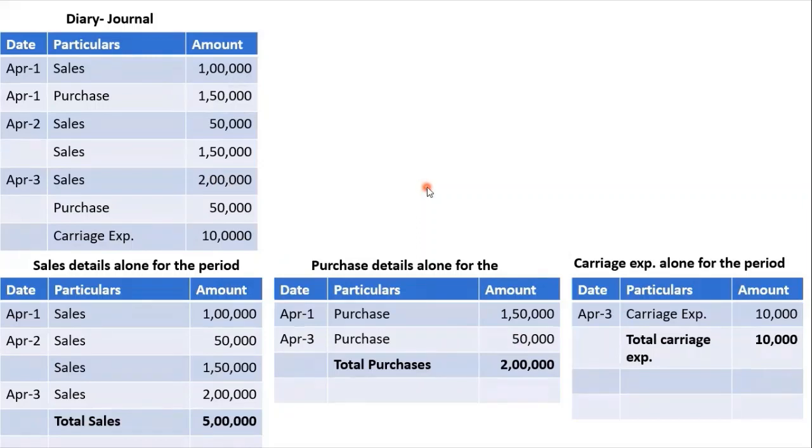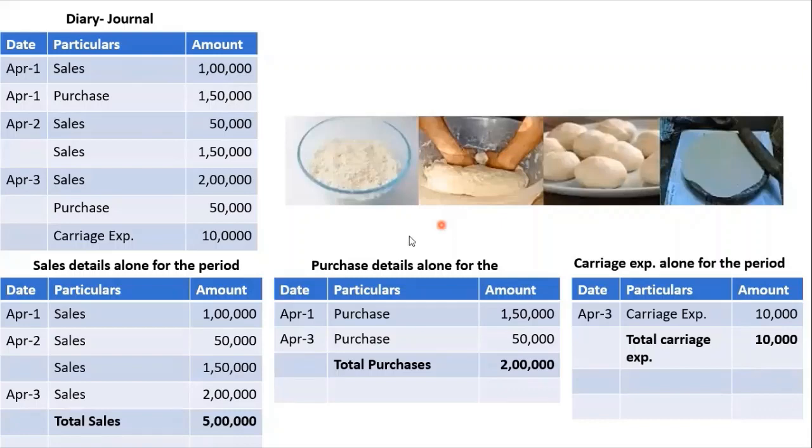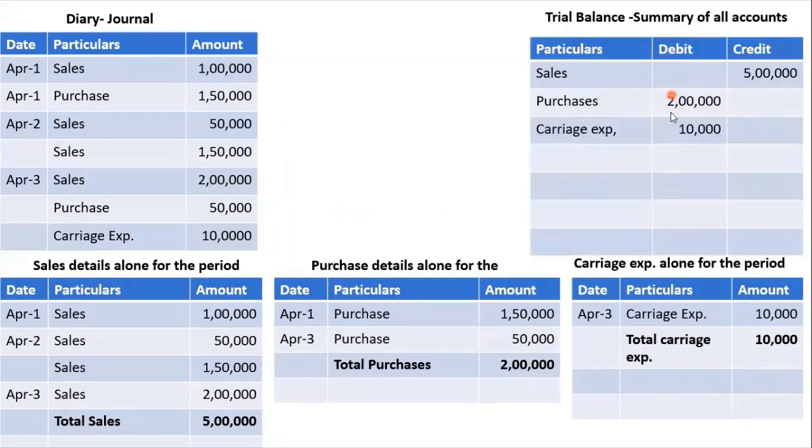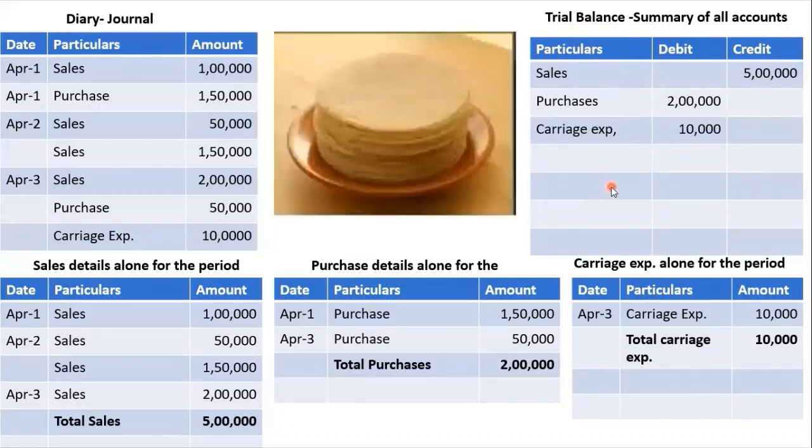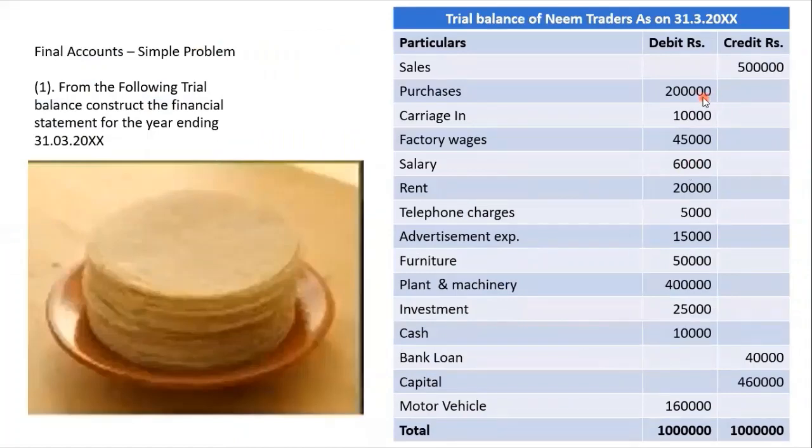Now, after this, we are going to summarize the information. There are several accounts, there are several ledger pages, and there are several totals available. Now, all the totals we are going to put in one summary sheet, and that summary sheet is called the trial balance. If we prepare the trial balance, then our bookkeeping process comes to an end, because this trial balance is what was given in the beginning of the video. That is what we have already seen.